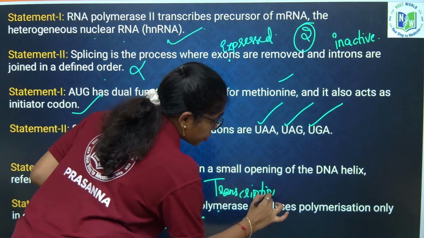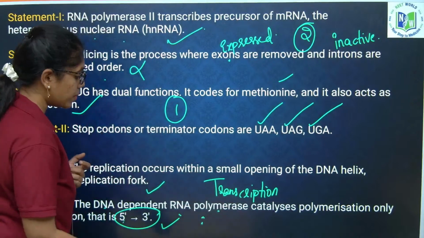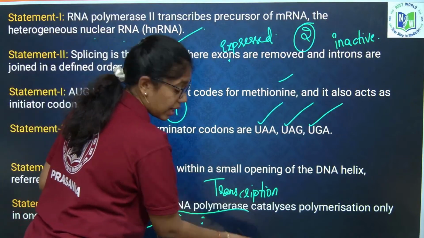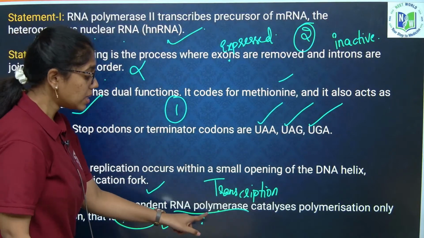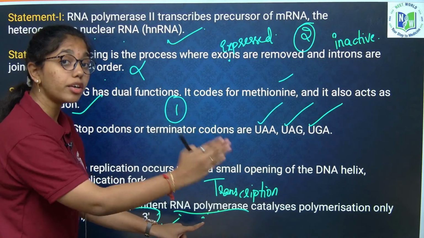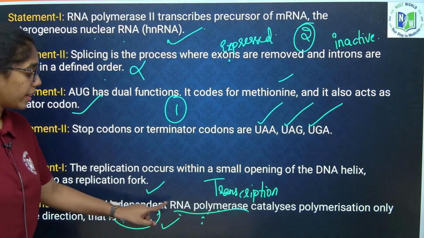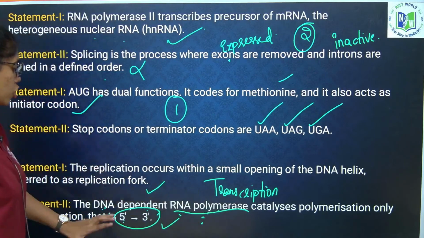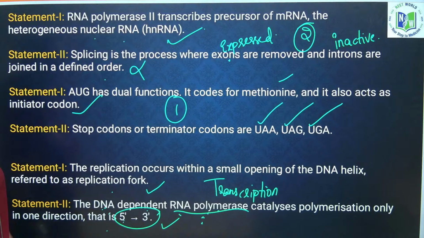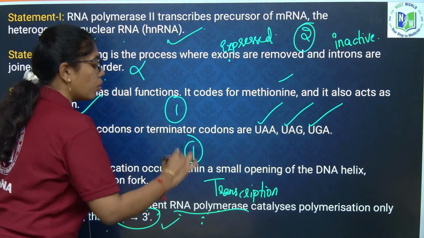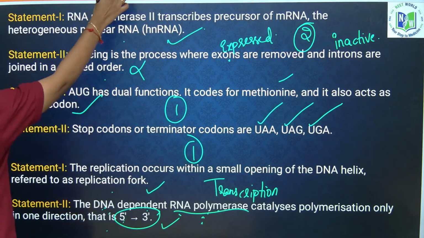Because in transcription an RNA strand has to be synthesized, RNA polymerase is present, and this RNA polymerase is dependent on the DNA strand, so that is why we are calling it DNA dependent RNA polymerase. So yes, this is true, this is also true, then we will go for option 1. Clear? Yes. Next question.